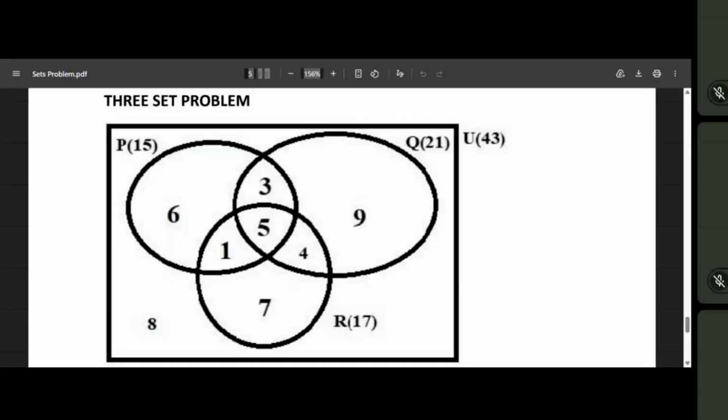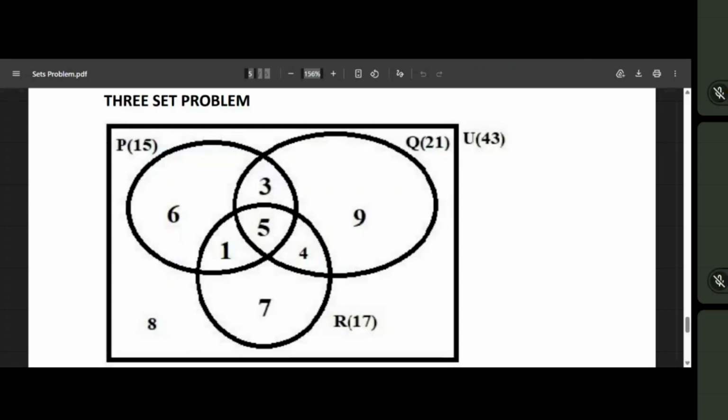So to get the total number of elements in the universal set, 43, we are adding 6, 3, 5, 1, 7, 4, 9, and 8. You are adding everything within the rectangle. And that gives you 43. If you add 15, 21, and 17, you are going to get a value that is far above the universal set. Why? Because you did double counting, you even did triple counting.